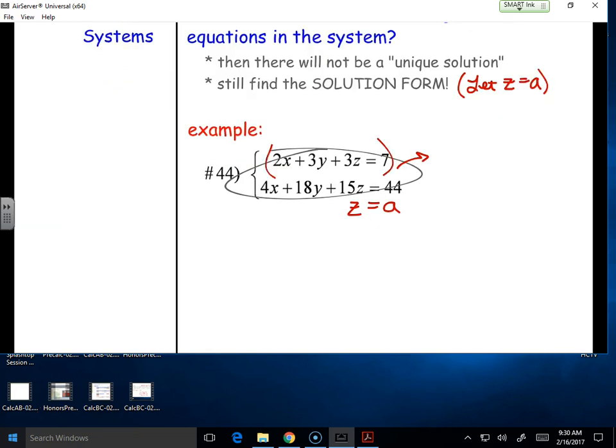What do you guys think? Multiply the top one by? Yep, because we always cancel out the x's. So multiply the top one by -2. We can have -4x minus 6y minus 6z equals -14. Let me be quiet as you guys double check the math.